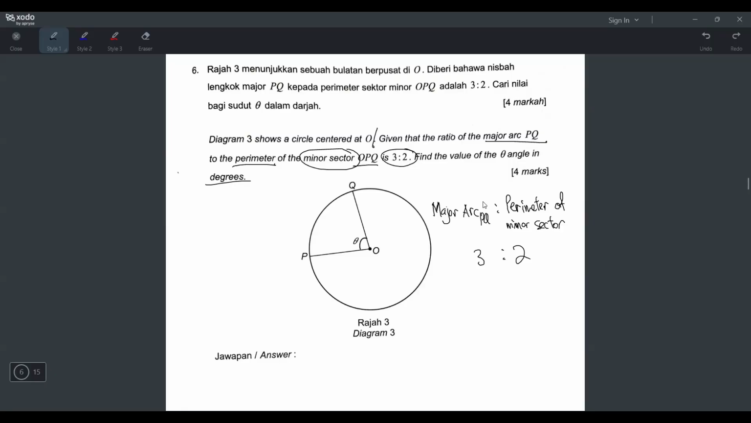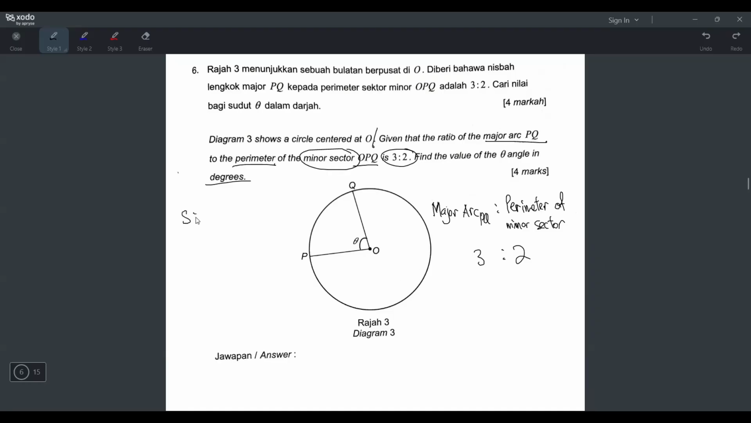So I think first I need to find out my major arc, and then I have to find out my perimeter of minor sector, and then I have to take the major arc answer divided by the perimeter of minor sector equals 3/2. Yeah, so that's the plan. So let's try to find the major arc first. What is the major arc PQ? It's here, right?